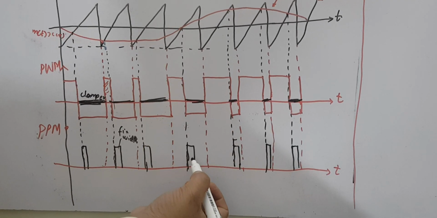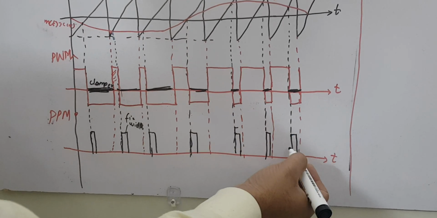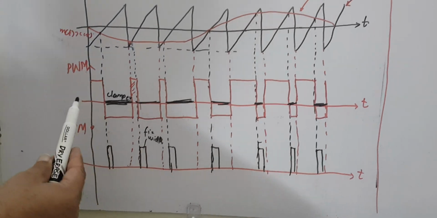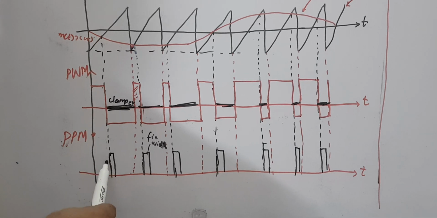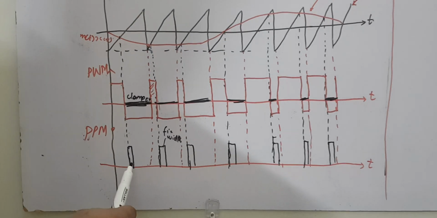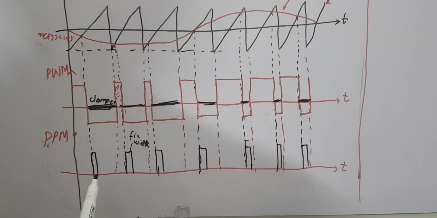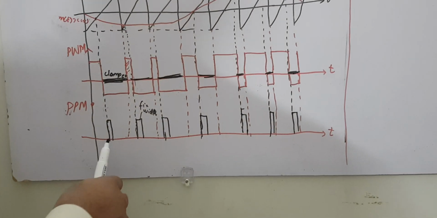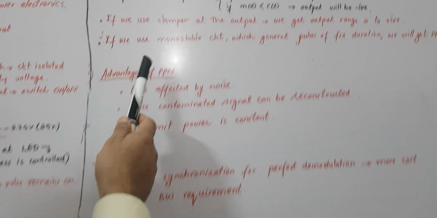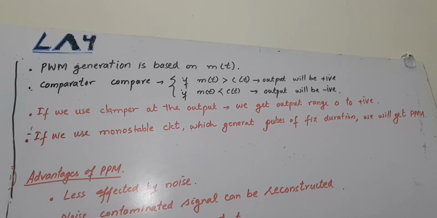Similarly, whenever it is positive, you have a pulse. You can see the position of the pulses: before, the position was here, now the position has been shifted from here to there. That is why, by using the monostable circuit, you can generate pulse position modulation. So for pulse position modulation, you need an extra circuit, which is the monostable circuit.